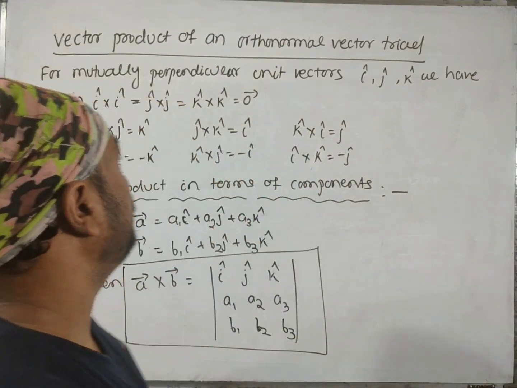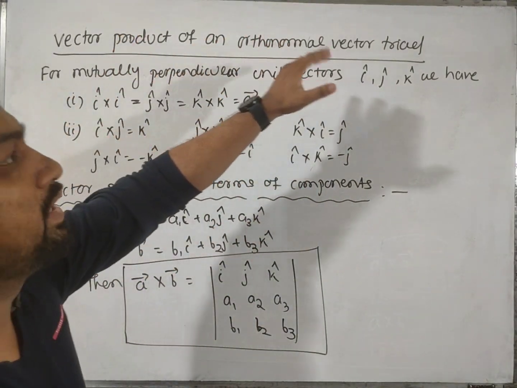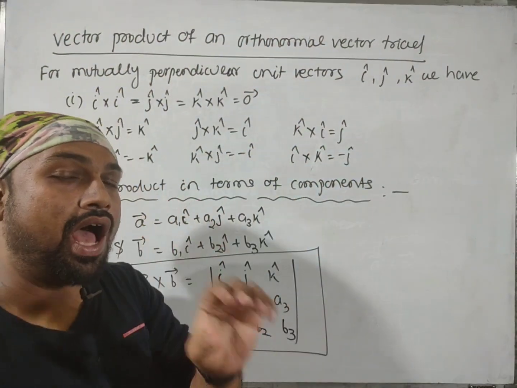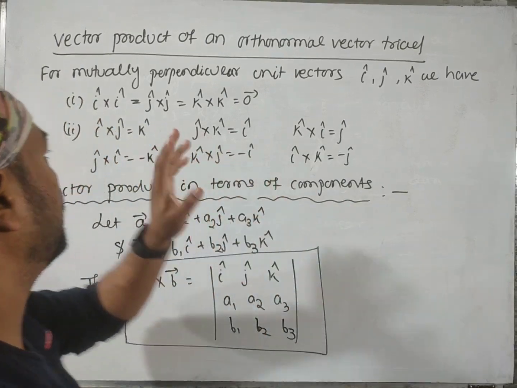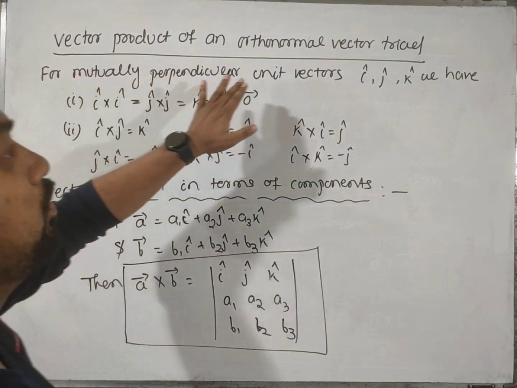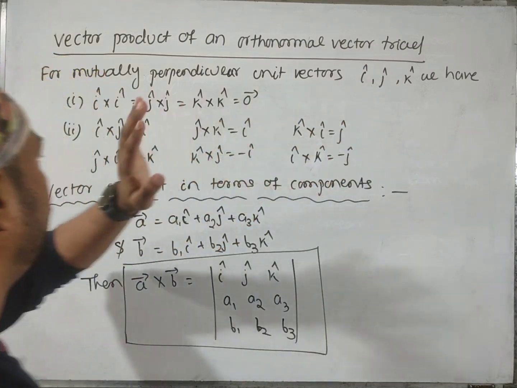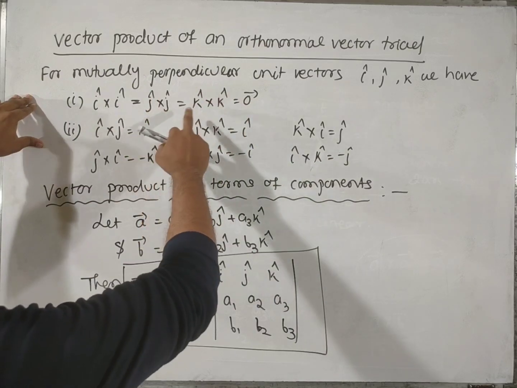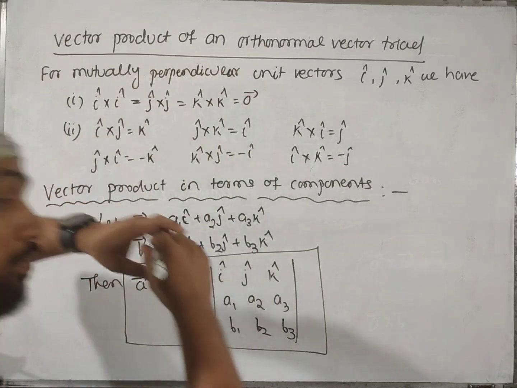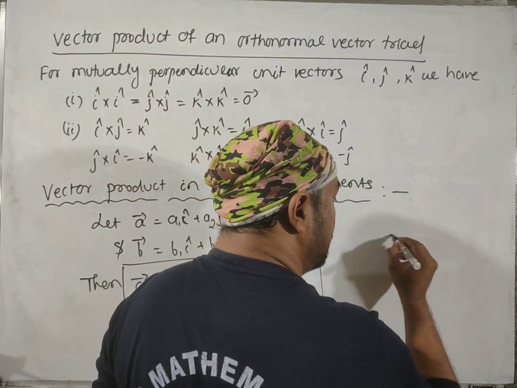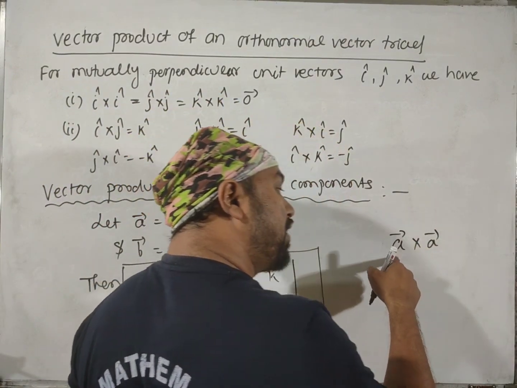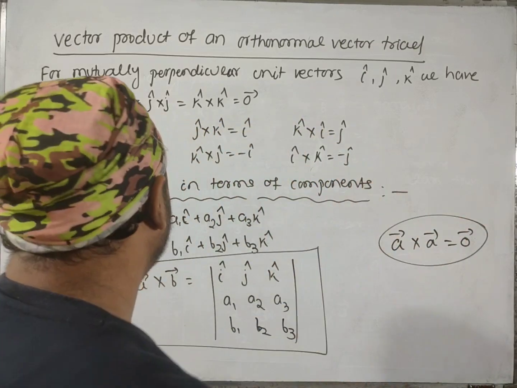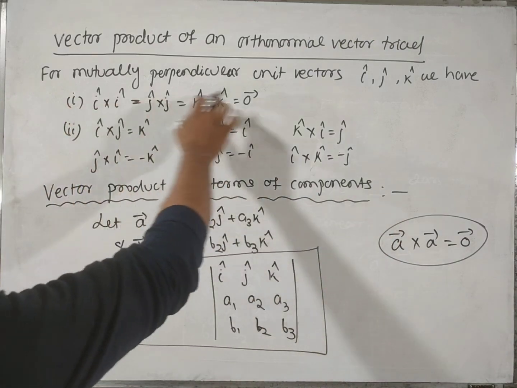Now let us discuss the vector product of an orthonormal vector triad. We know that the three unit vectors i cap, j cap, k cap are mutually perpendicular to each other. So it is given that for mutually perpendicular unit vectors i cap, j cap, k cap, we have i cap cross i cap is 0, j cap cross j cap is 0 vector, k cap cross k cap is 0 vector, because we have already discussed that the vector product of any vector with itself is always the zero vector.